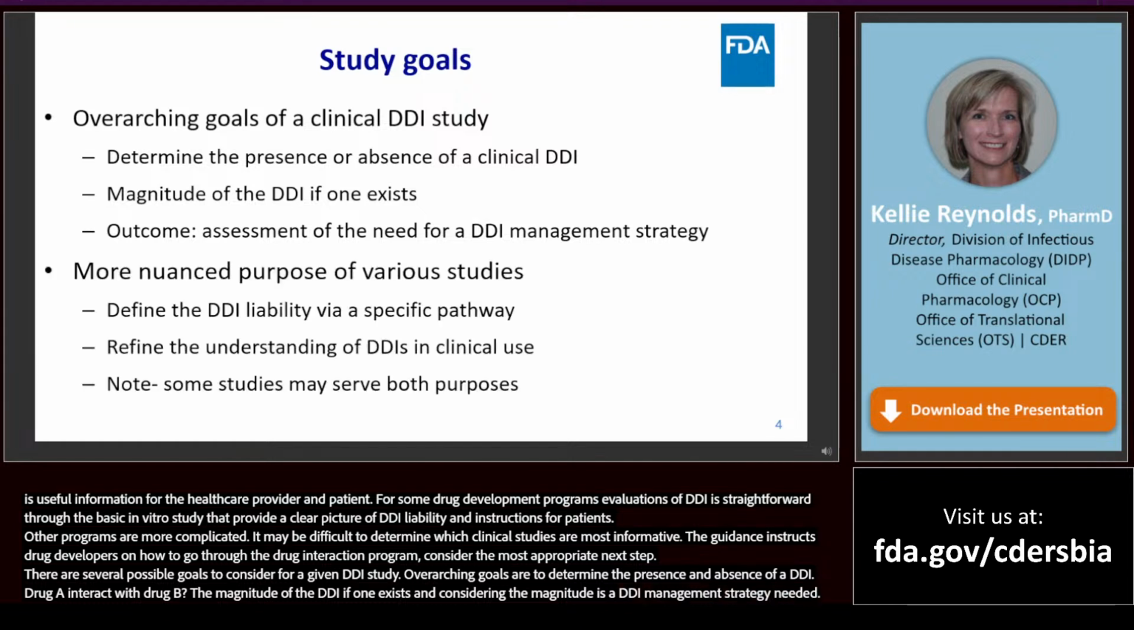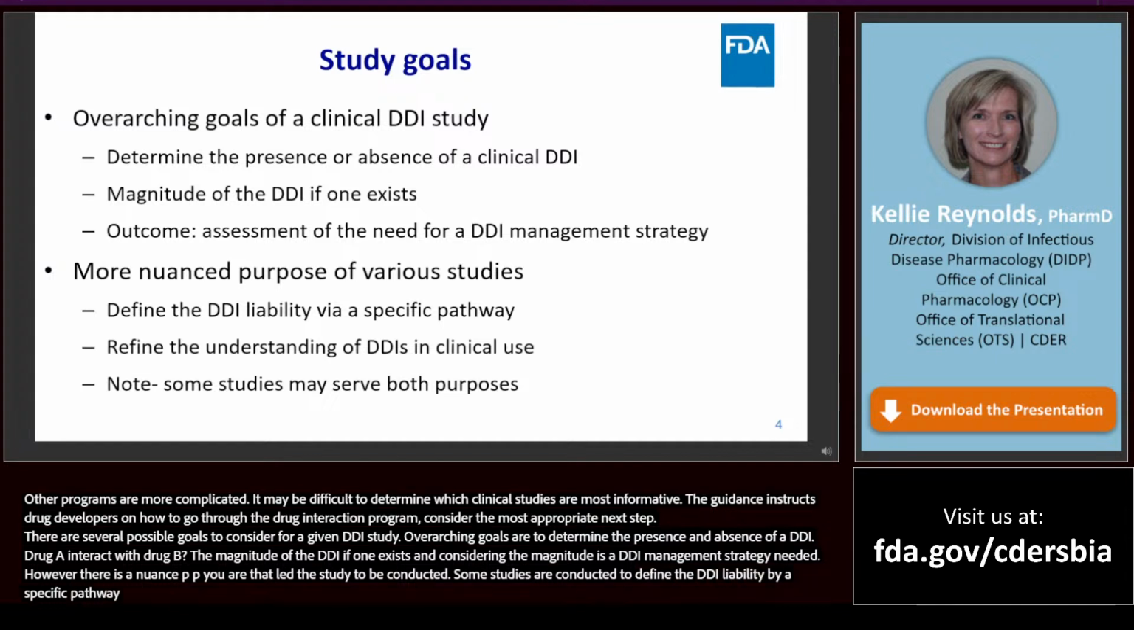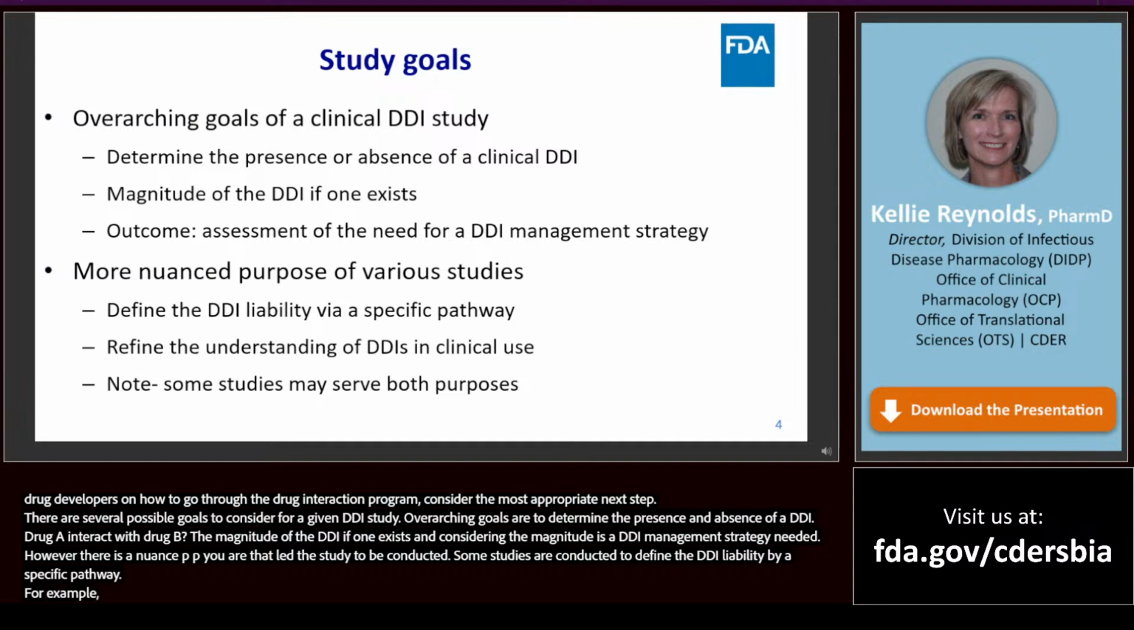However, there is a more nuanced purpose that led the study to be conducted in the first place. Some studies are conducted to define the DDI liability by a specific pathway. For example, do strong CYP3A inhibitors cause a clinically significant increase in drug exposure? Other studies refine the understanding of DDIs in clinical use, and some studies may serve both purposes.